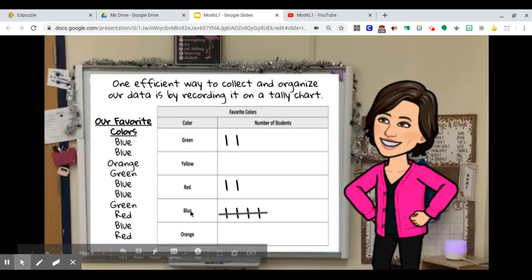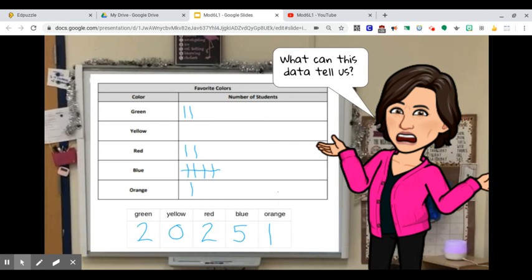The last color on our list is orange. And as I go through my list, I see only 1 person chose orange. So I'm going to make 1 tally mark. Now we have our tally chart filled in. We can use that to answer some important questions. What can this data tell us exactly? A lot.